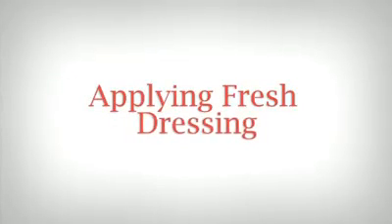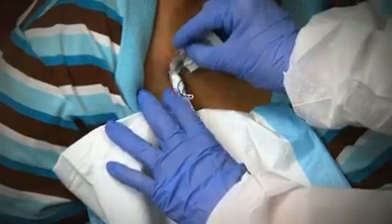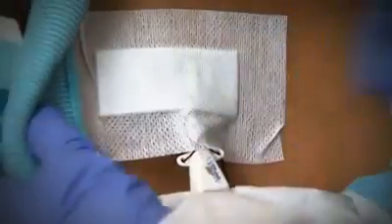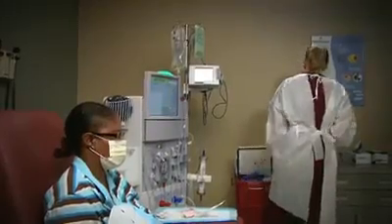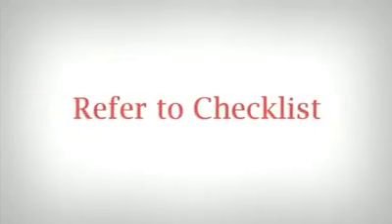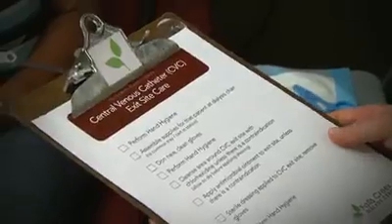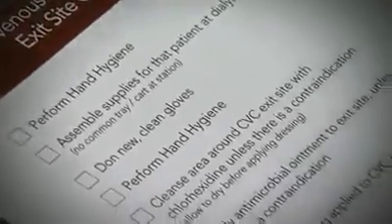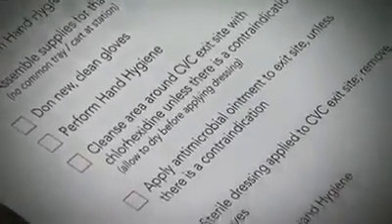Once the area is dry, apply antimicrobial ointment to the exit site and then apply a fresh dressing. Finally, remove your gloves and perform proper hand hygiene. To ensure safety, refer to the Central Venous Catheter Exit Site Care Checklist to ensure that you always follow proper procedures.